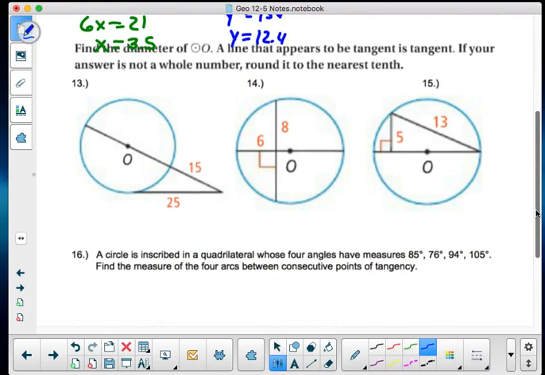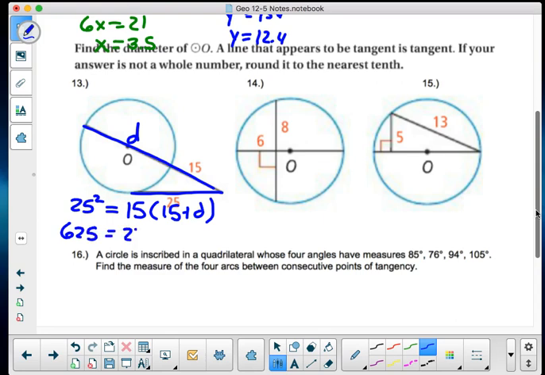Now here, in 13, 14, 15, I'm doing combinations of things. I'm asked to find the diameter. And this is a secant, this is a tangent, so I've got my tangent squared because the outside times the entire length, and I've got my secant, which is the outside times the entire length, and I'm just going to multiply away, so I get 625 is equal to 225 plus 15d.